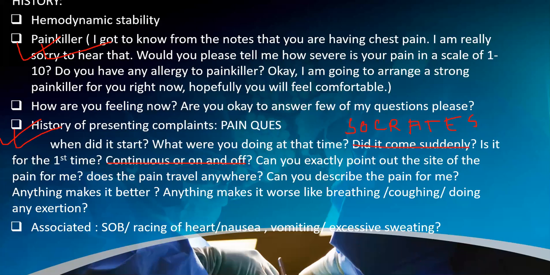Okay, so you ask the pain questions. After those pain questions, then the associated symptoms. Always associated with the chest pain, there is shortness of breath, nausea, vomiting, excessive sweating, and racing of the heart. So along with the chest pain, are you having any shortness of breath, any racing of your heart, any nausea, vomiting, excessive sweating? That covers most of your CVS differential diagnoses, which means it will cover your MI, ischemic heart disease, and pericarditis along with the chest pain. So you will see how we are ruling out all the differentials.